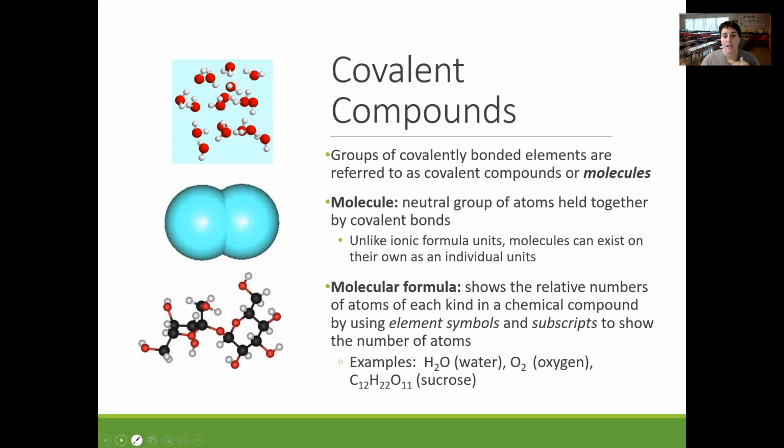When we have groups of covalently bonded atoms, we don't call those formula units. That's just for ionic bonds. So groups of covalently bonded atoms are called molecules. Molecules, by definition, are a neutral group of atoms that are held together by covalent bonds. So we can only use this word molecule referring to covalent compounds. It's in the definition. And unlike ionic formula units, molecules can exist on their own.